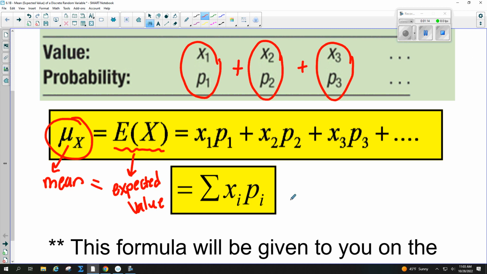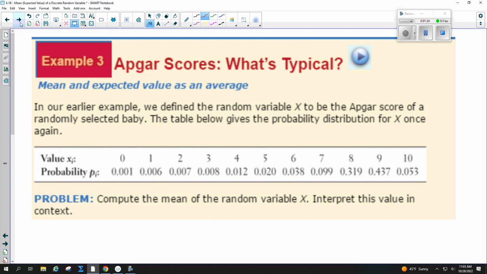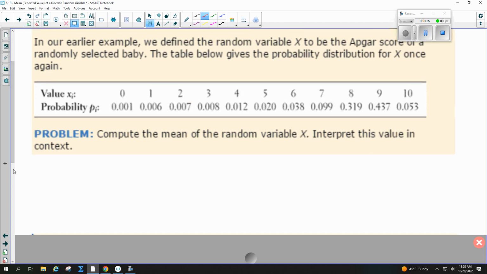This Riemann sum, you guys, is what's on there. It just means you add up each data point times each of their probabilities. Remember our APGAR score that we had the other day for babies. Everybody gets a score, either a 0 through a 10, on how healthy you are. X is just a randomly chosen baby and what their APGAR score is. It says compute the mean and then interpret this value. You can either write mu of X or E of X.